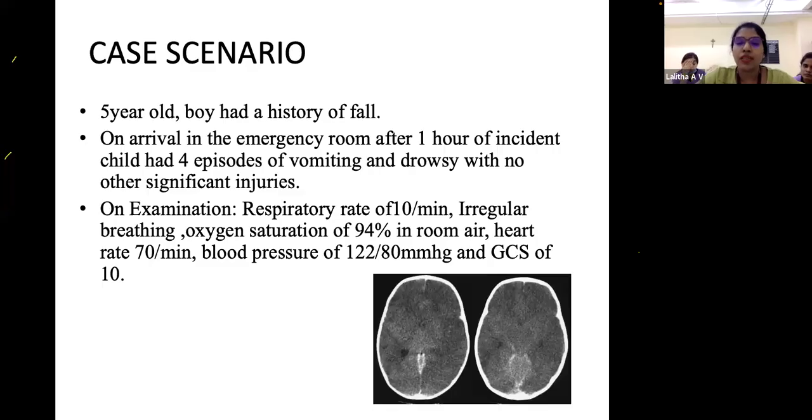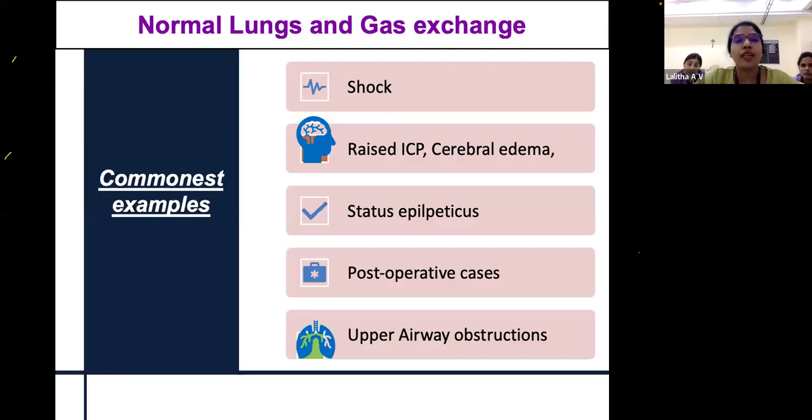So this is a child with severe traumatic brain injury with raised ICP, and as a result of this, he's got labored breathing. So this is one of the conditions. The other conditions where you can have normal lungs but require mechanical ventilation are children with shock. Not in the early phase of shock, but in the late phase of shock. When the respiratory drive is so high, they have metabolic acidosis breathing. The cardiac output can get compromised. So in shock children in the late phases, one can consider mechanical ventilation, where lungs can be absolutely normal.